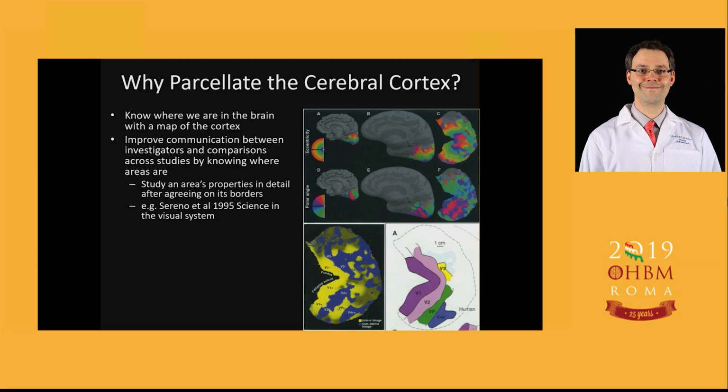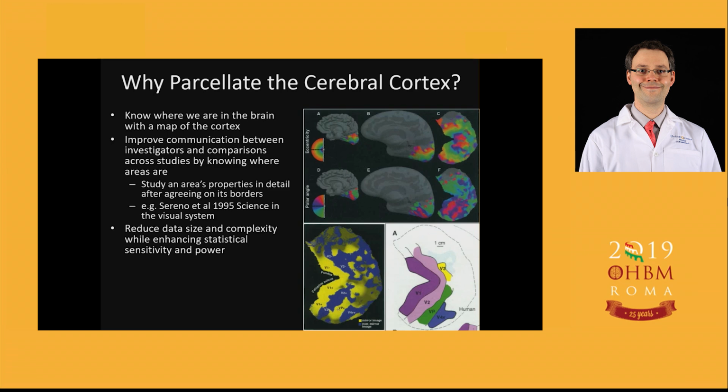And I like to go back to Marty Sereno's 1995 Science paper in the early days of fMRI to show that it was possible to do things in such a way that even today we can know exactly what cortical areas he was measuring. So he was able to map out V1, V2, V3, and V4 using early 90s fMRI data by processing on the surface.